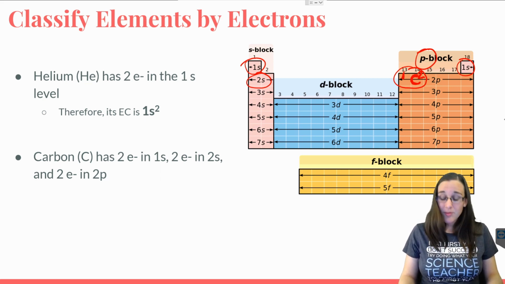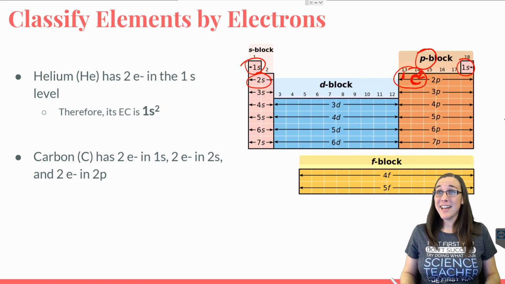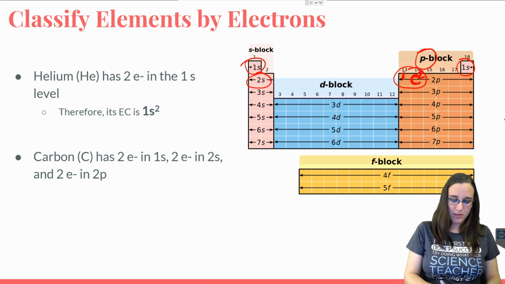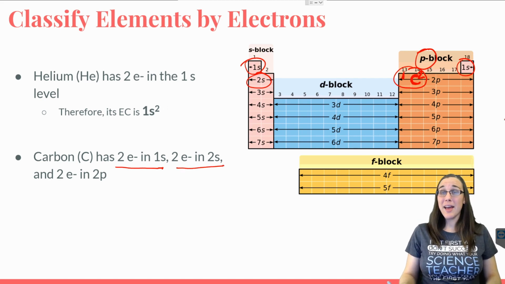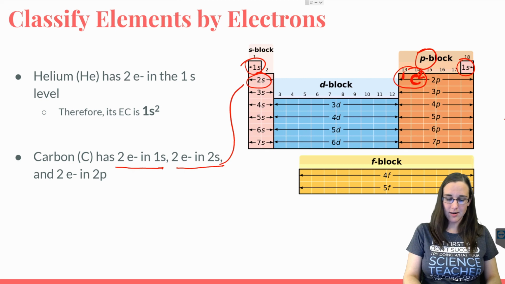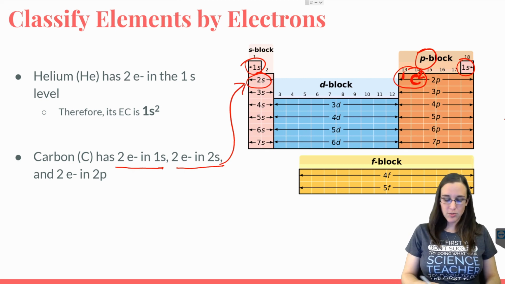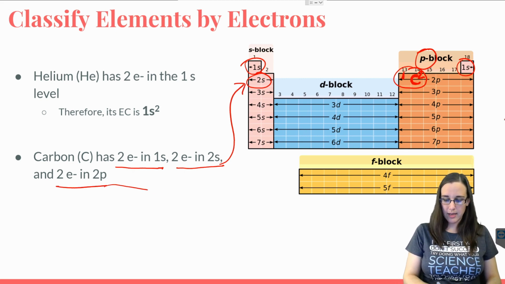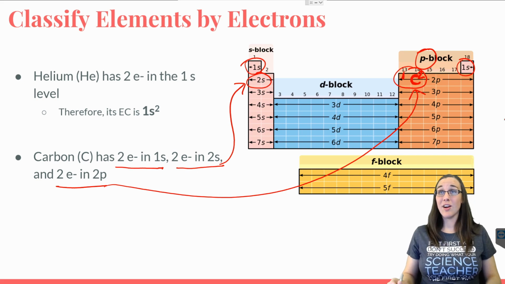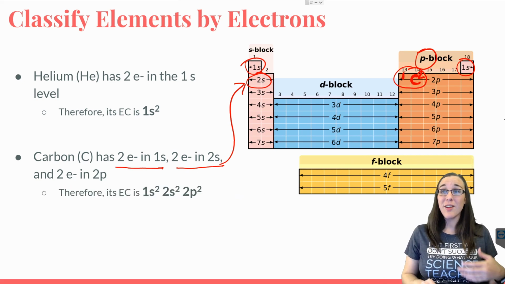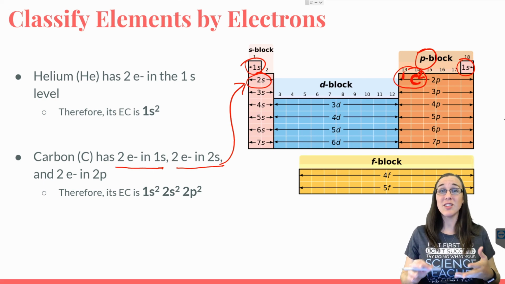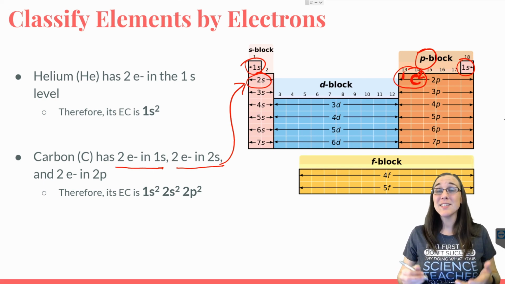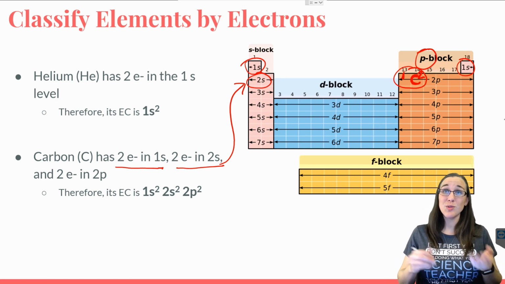So the way this works is altogether you would have 2 electrons in 1s for carbon. You would have 2 electrons in 2s, that's right here. And you would have 2 electrons in 2p, which is right there. Therefore, if we wanted to write out the electron configuration, just so you can familiarize yourself with what it should look like, it would be 1s2, 2s2, 2p2.